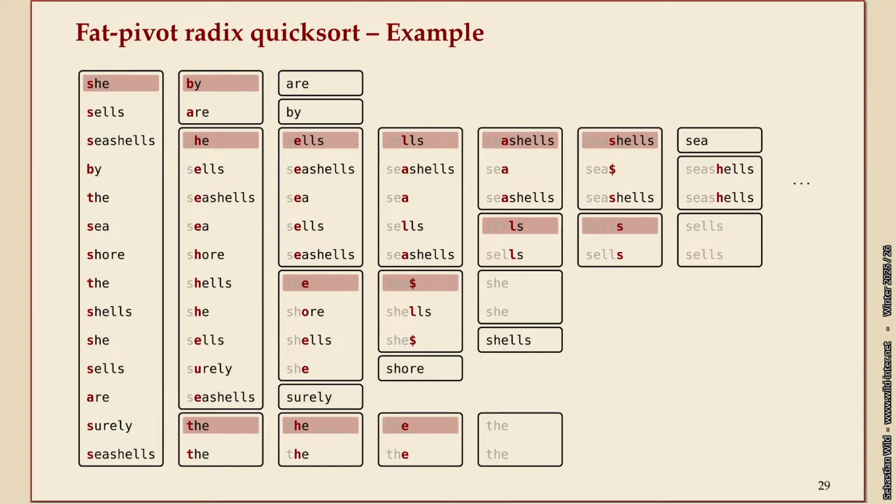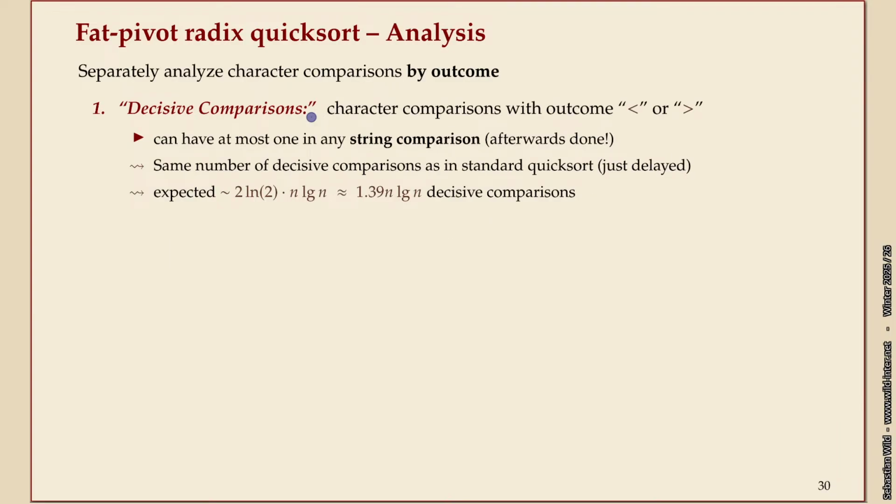So in a way, you can analyze the decisive comparisons just as in the standard sort where you have comparison-based sorting, forget about strings. It's going to be the same number. And for quicksort, we know how many these are. If you pick random pivots, we know precisely what the expectation is.